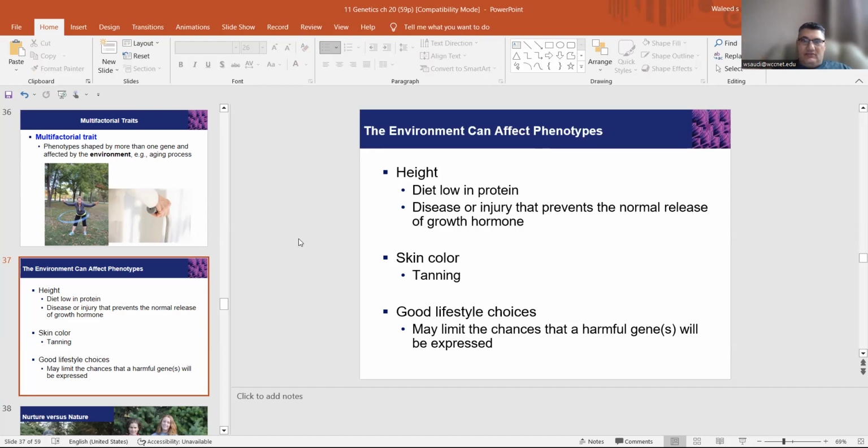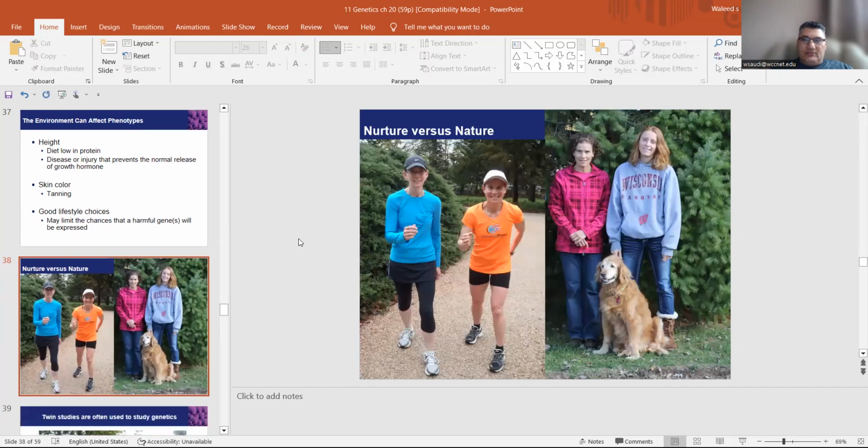There is another thing. Skin color. If you're exposed to tanning, your color is not going to be exactly as expected. It can be darker. Diseases, for example, if you have the genes for the disease, are you going to get it or not? Maybe you don't have enough of the genes, but you are exposed to harmful things and you get the disease. You get cancer, for example.